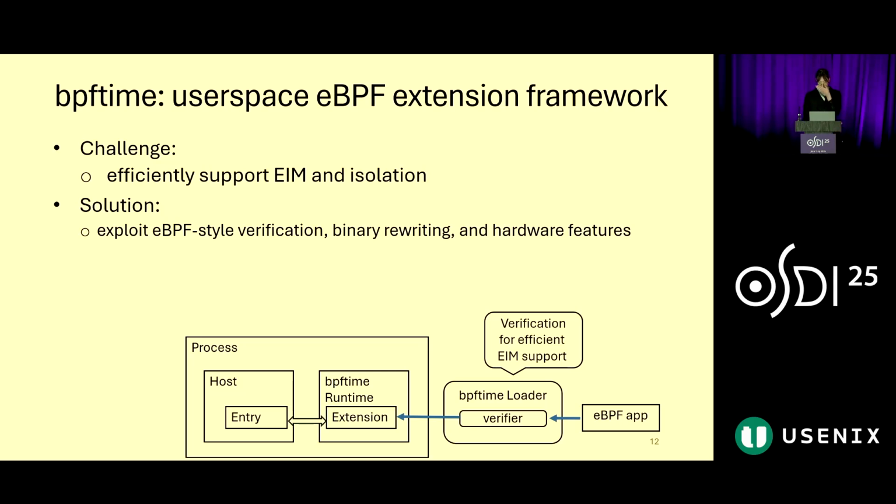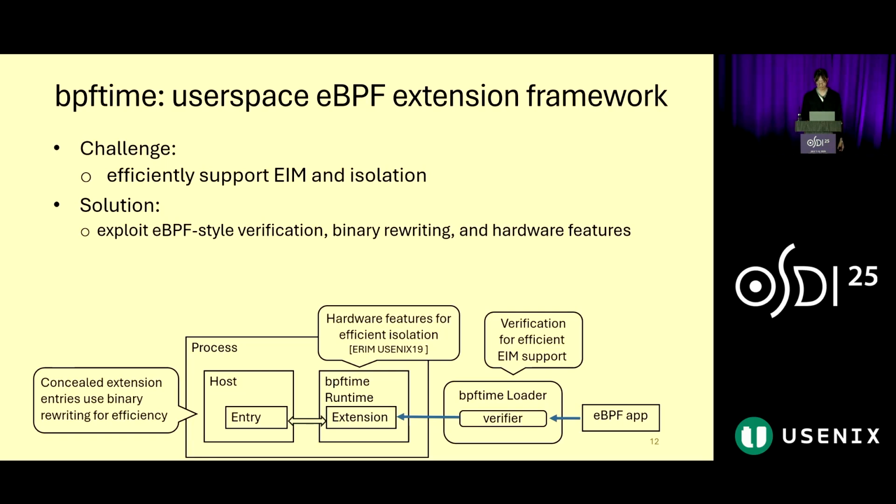To maintain isolation between the host and the extension, we use hardware features like MPK. This prevents extensions from accessing unauthorized memory and protects the host application from buggy or malicious extensions and vice versa. For invoking extensions, the extension entry uses binary rewriting for efficiency. Instead of heavyweight hooks, we patch the host application with lightweight trampolines that redirect execution to the extension at the right moment. This is similar to how kernel eBPF hooks work, but entirely in userspace.